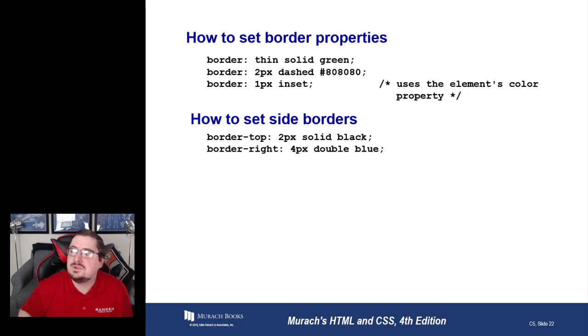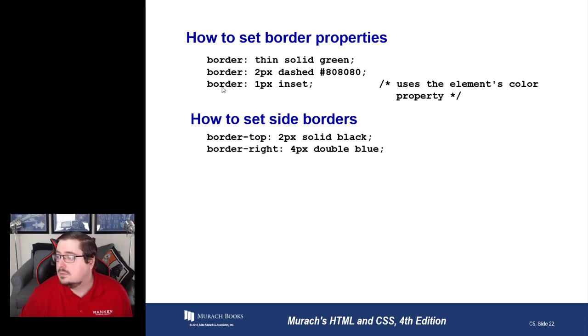Okay, so some examples of how I might write this. Let's say I just want a green border. I could say let's create a thin, solid green border. That's going to create a thin border around the element. Or I could specify the width of the border in pixels. Again, pixels are usually the unit you want to use for borders. So 2 pixels, dashed, and then here's the color, right? If we think about what that color is, 80, 80, 80, all the numbers are the same, so it's going to be some shade of gray, because red, green, blue are all the same.